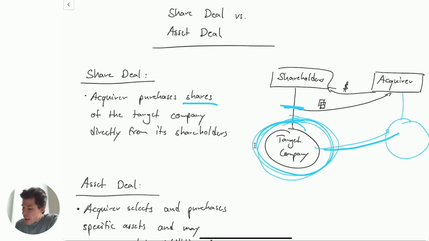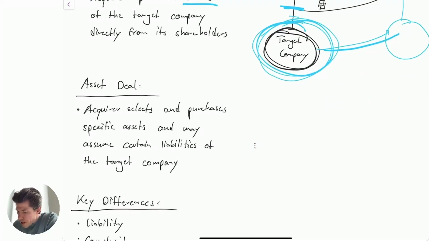This means that the buyer, in this case, acquires ownership of the entire company, including all its assets, liabilities, contracts, and obligations. And essentially, the target company continues to operate under new ownership without any changes in its legal entity. In an asset deal, it's a bit different. The acquirer selects and purchases specific assets and may assume certain liabilities.